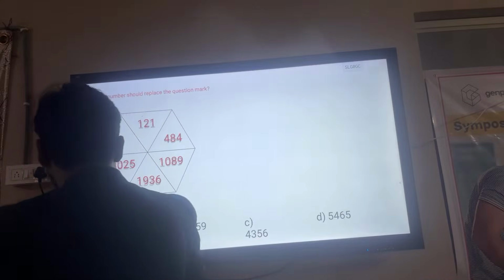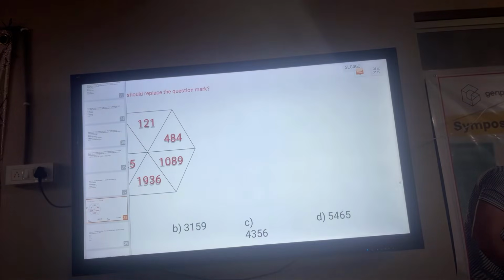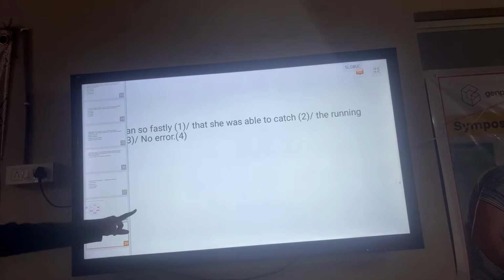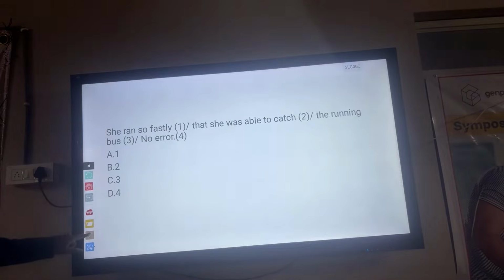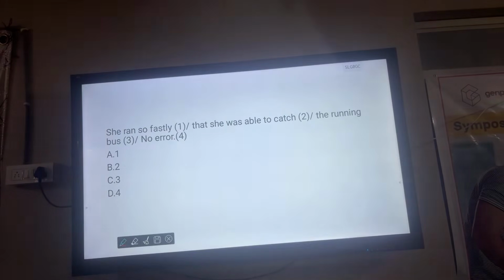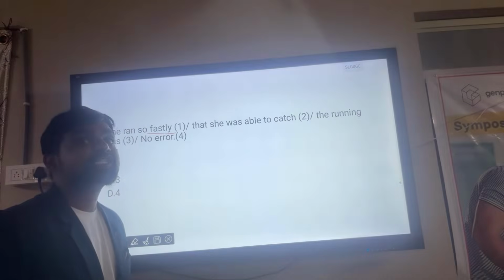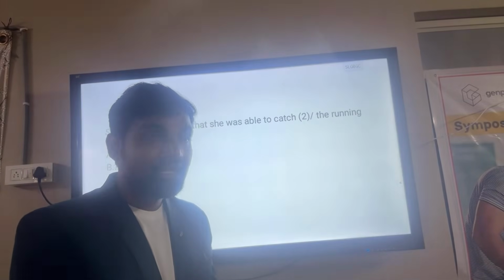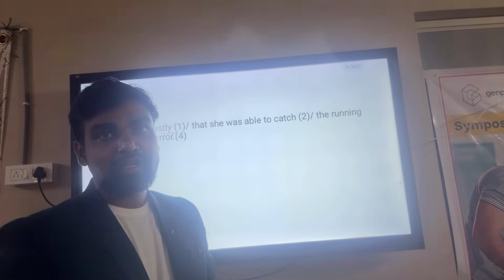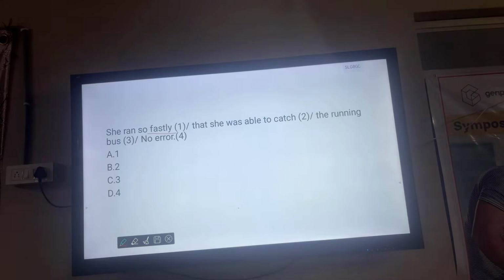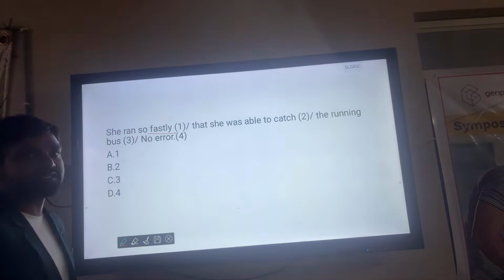Okay. Next question. Can you answer this, this sentence correction question? She ran so fastly that she was able to catch the running bus. Here the problem is that she has run so fastly. Fastly is not the right usage. She ran so fast that she was able to catch the running train. When you are using adverbs, try to be very careful. Fastly is not the right usage. Fast. She ran so fast.